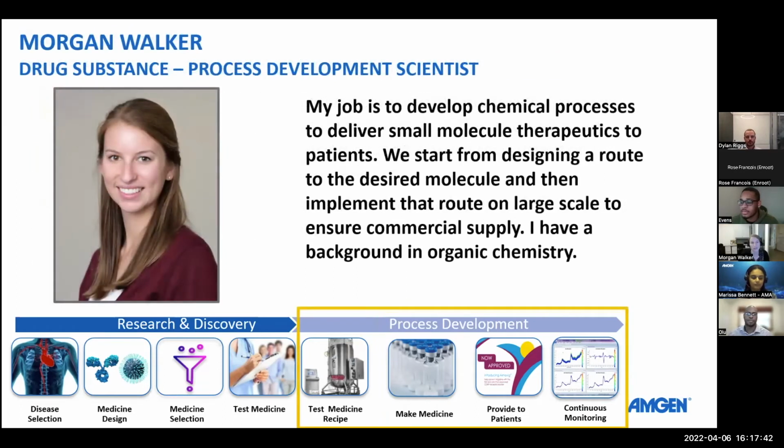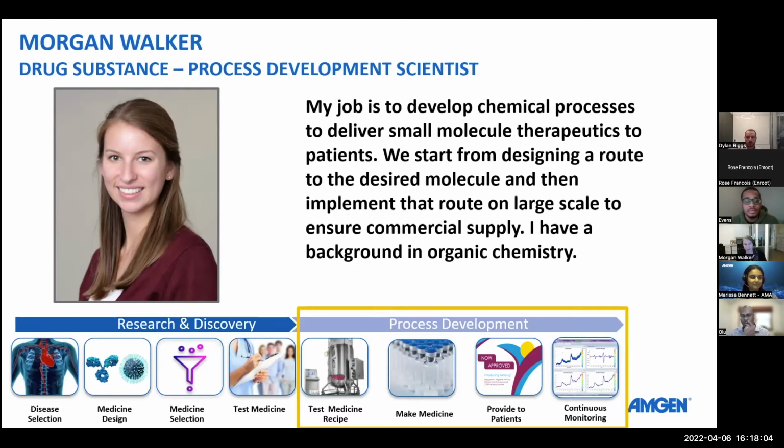Hi, I'm Morgan. I am also in drug substance, so I'm a process development scientist. And I think where I differ from everyone previously is I'm a chemist, and my background is in organic chemistry. And so Amgen is very biologics focused, but there is some chemistry to be done here, and that's where my focus is. So very similar to what other people have done, except just with chemistry.